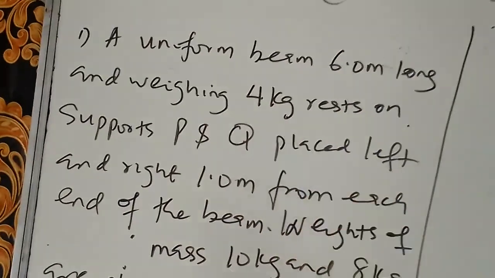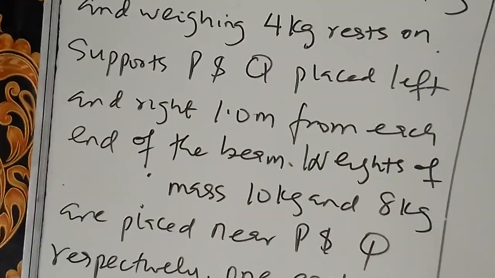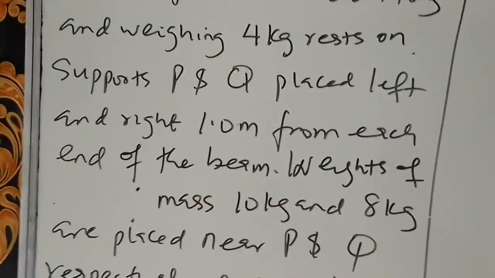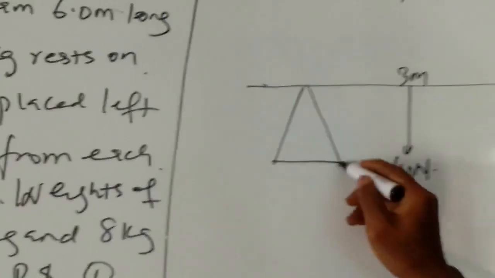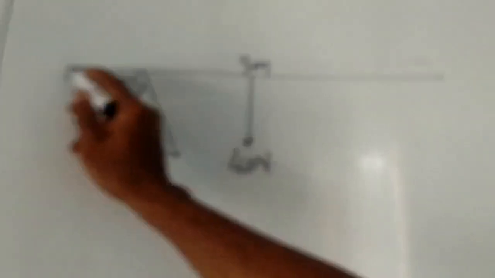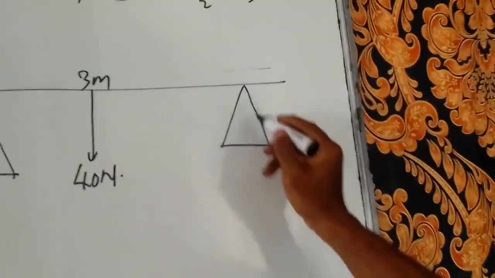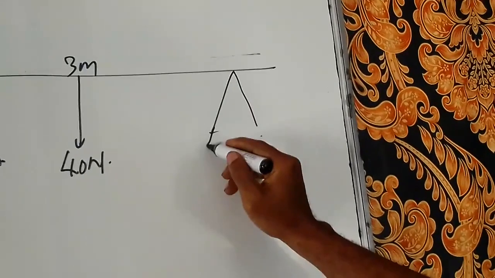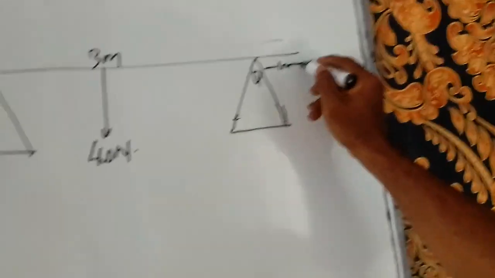I will say it rests on supports P and Q. Supports P and Q are placed left and right, 1 meter from each end of the beam. So we have a support here, which we can call pivot P, which is 1 meter from this end, and the other one, support Q, which is also 1 meter from the end here.